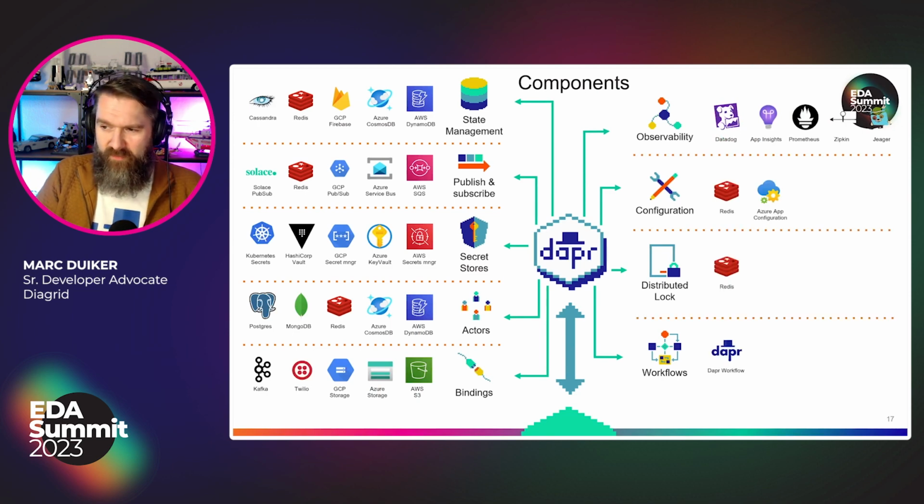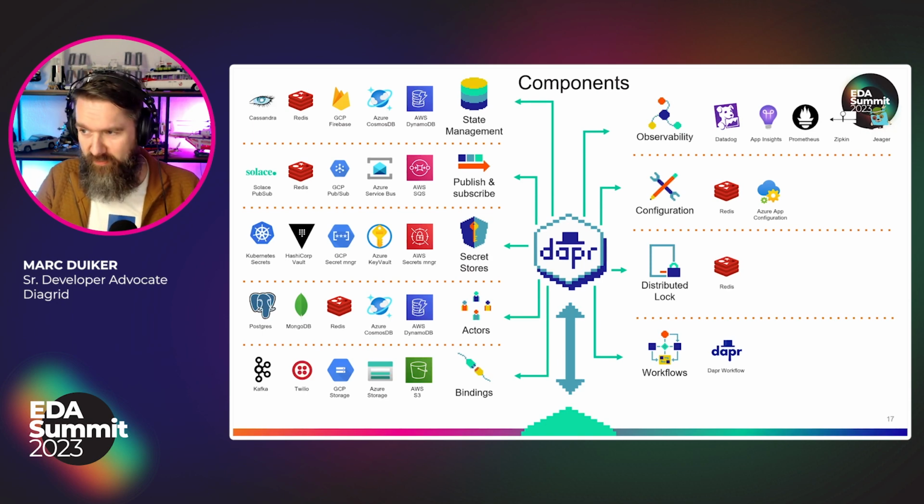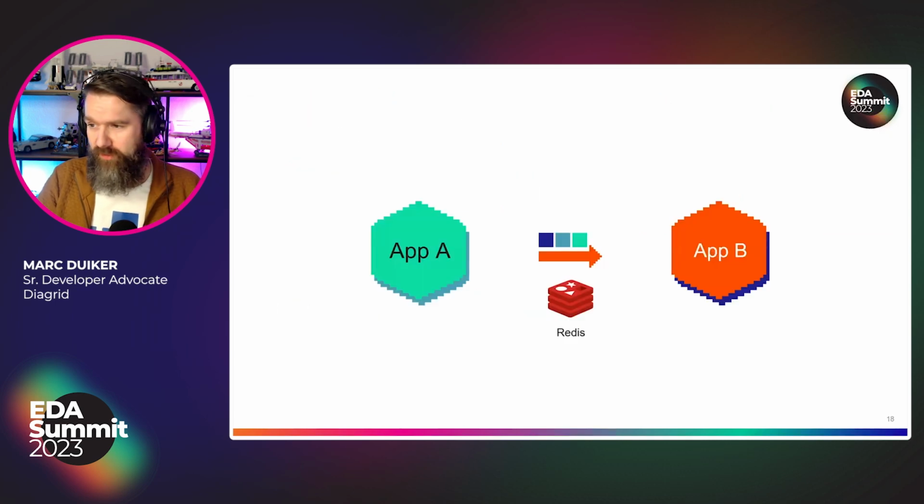So this makes it relatively easy to start with one component, but then you can switch to another component. And I'll give you an example of how that works. Let's say you have two applications, application A and B, and application A will publish an event, and application B will be subscribing to that event.